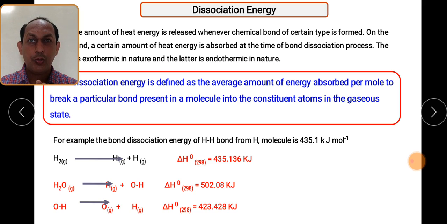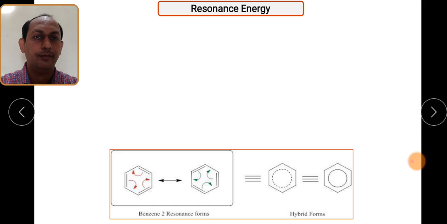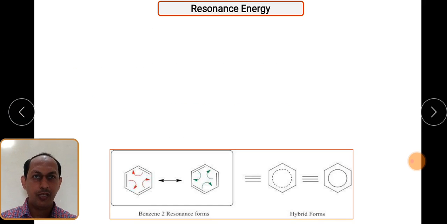Remember, what is meant by the dissociation process? It is nothing but splitting or breaking of a particular bond, and as a result of that you will get constituent or single elements. Then the next concept is resonance energy.